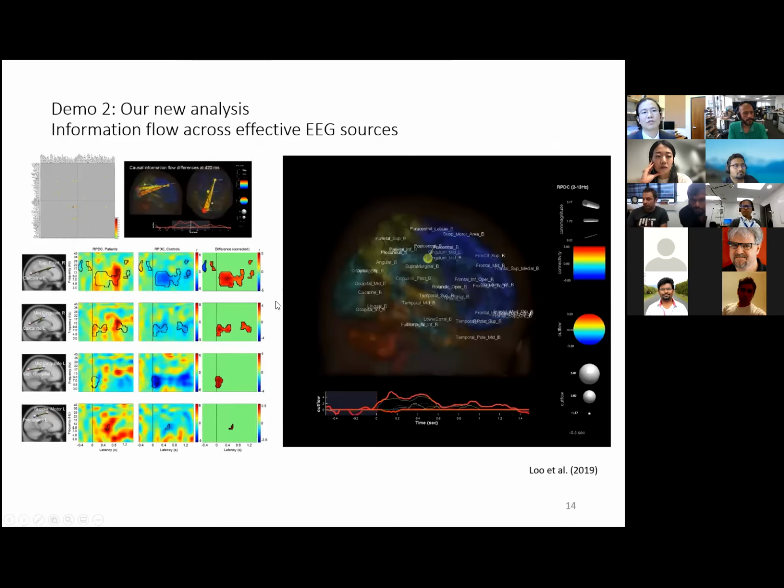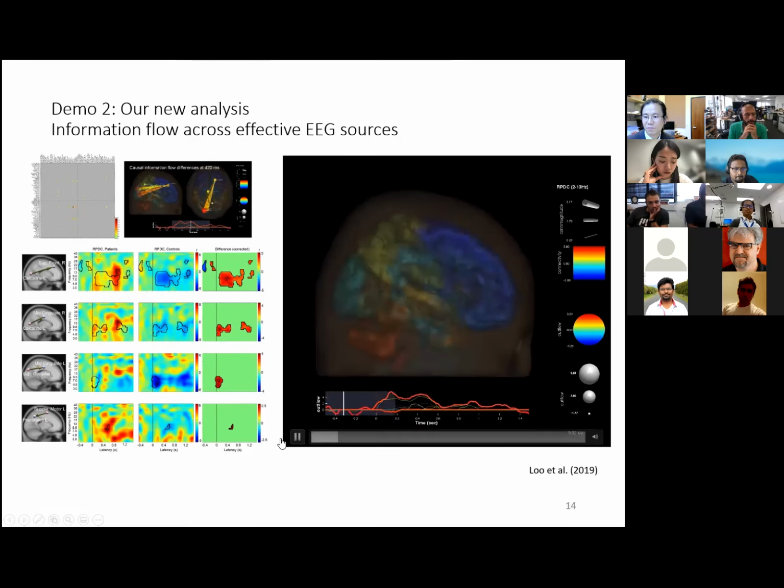Demo 2, this is more updated. You cannot find this kind of analysis or study in the middle to late 2000s, but you need to wait until the 2010s at least. This is one of my first applications of group-level multivariate Granger causal analysis. So, let me play this movie.